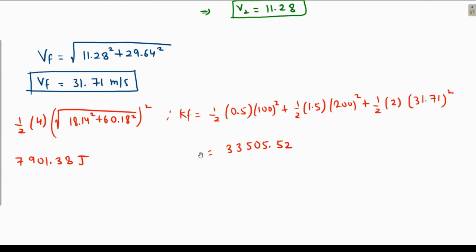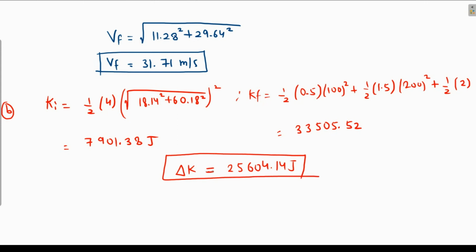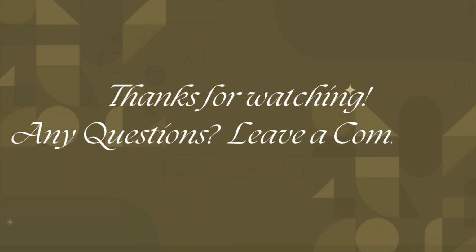All right, so the change in the kinetic energy is the final minus initial, which is 33505.52 minus 7901.38. This value comes out as 25604.14 joules. This is the final answer. Thank you.